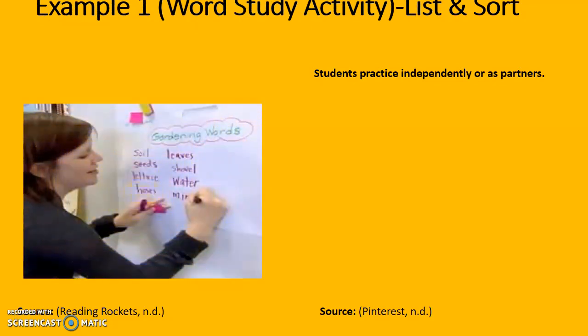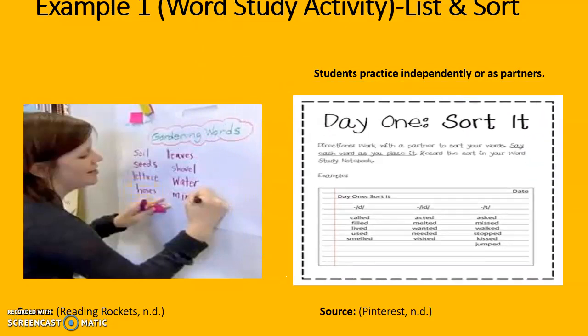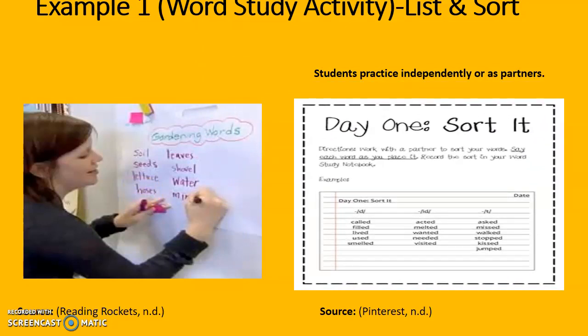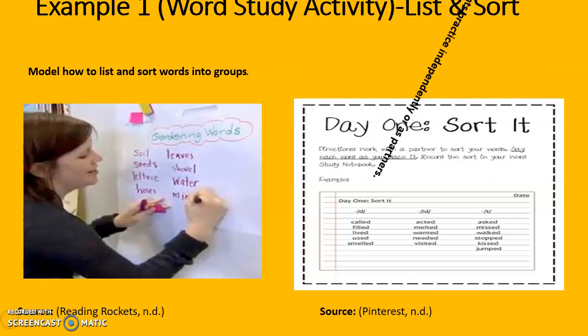So here's a word study activity, a list and sort example, which you can pull theory from the schema theory, and you can also think about constructivism. The teacher is modeling how to list and sort words into groups, and the students are practicing independently or as partners.